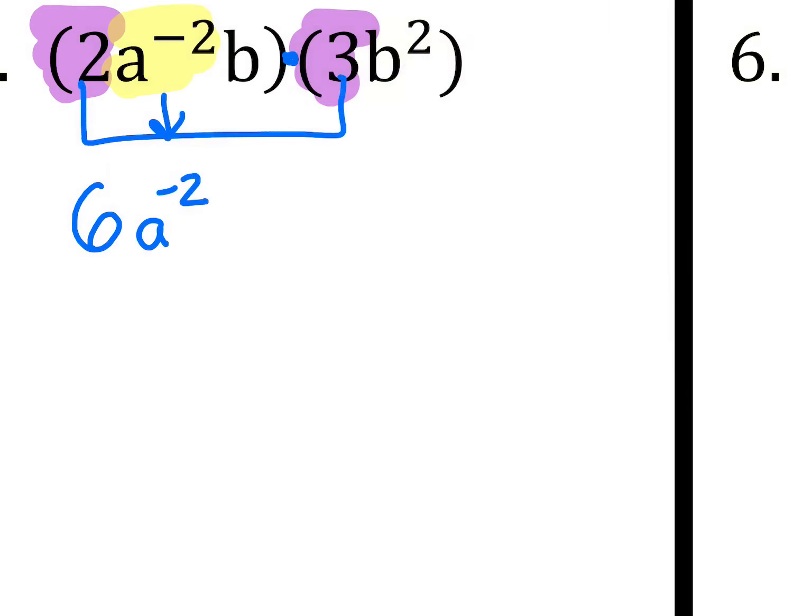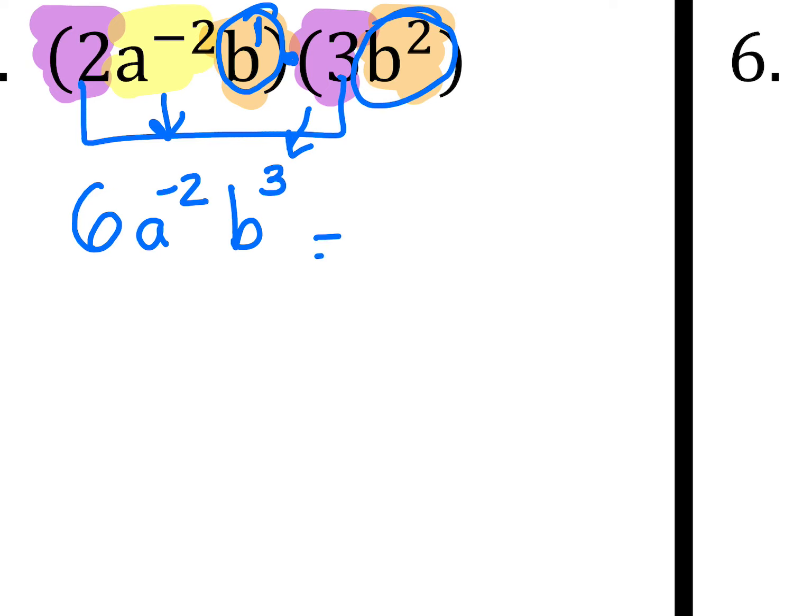Then we have b times b to the 2nd. We keep the base and add our exponents. Yes, there's an invisible 1 there. A way that you can remember that is you have 1 b here, 2 b's there, for a total of 3 b's. Always think to yourself, how many of this variable do I have?